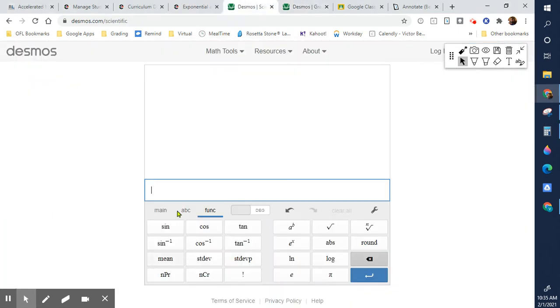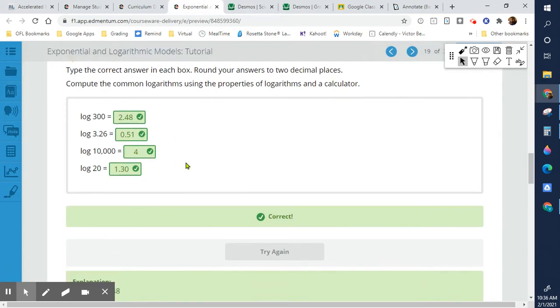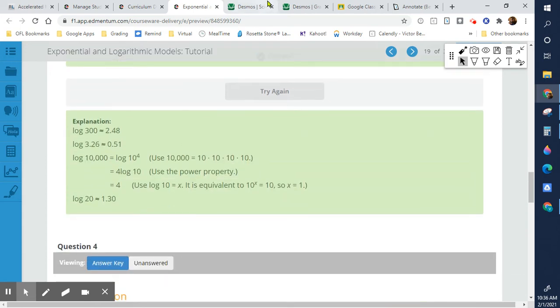Desmos, which I think is a better calculator, you can do log, type in the 3 in parentheses and do it. It's a lot more specific. So it just depends on your style. I prefer Desmos. You can type more stuff into it. I just think it's more useful.